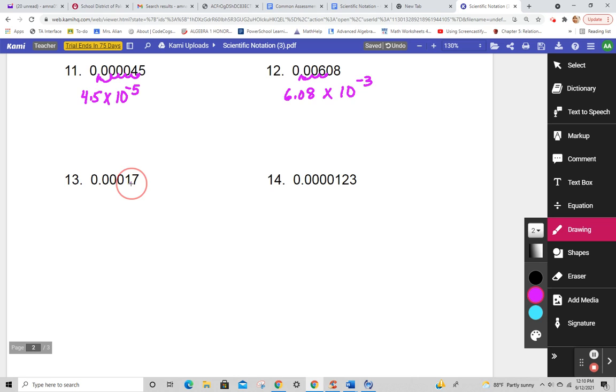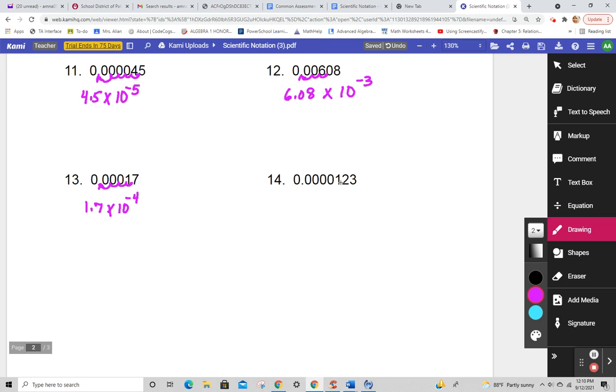So we need the decimal to be right here to create A. So that's going to be 1.7 times 10 to the, we put the decimal here, but it's originally here. We have to move 1, 2, 3, 4 places to the left, so it'll be -4.